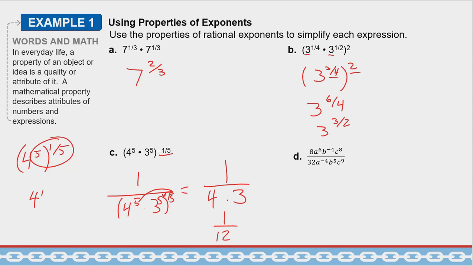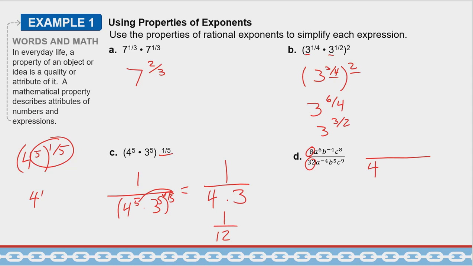Part D, we have a lot going on. My first thing that I would do is simplify these coefficients out front, the 8 and the 32. Well, they're both divisible by 8. 8 divided by 8 is 1, and 32 divided by 8 is 4. So that cleans up that part.